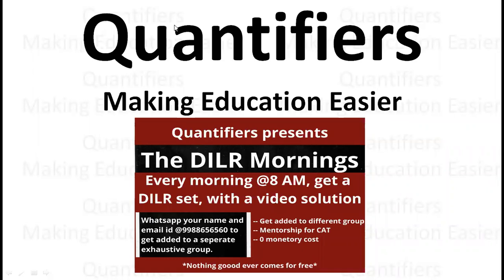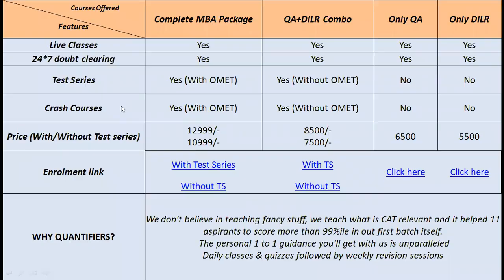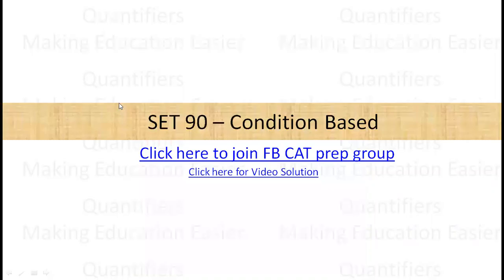Now in today's Daily DIR morning series, we have a very good set, a condition-based set. These kinds of sets are typically asked in CAT exams, and it is on one of the easier sides of the pendulum. These sets must be attempted. The optimum time to attempt this set, to be very honest, is around 5 to 6 minutes only. Let's see what the set is all about.